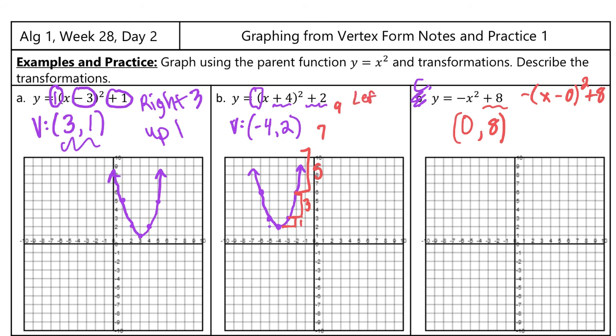So left 4, and you're basically just describing where we moved our vertex. Up 2. So then we start at 0, 8, and it's a good thing this is opening down because we don't have a lot of room to go up.